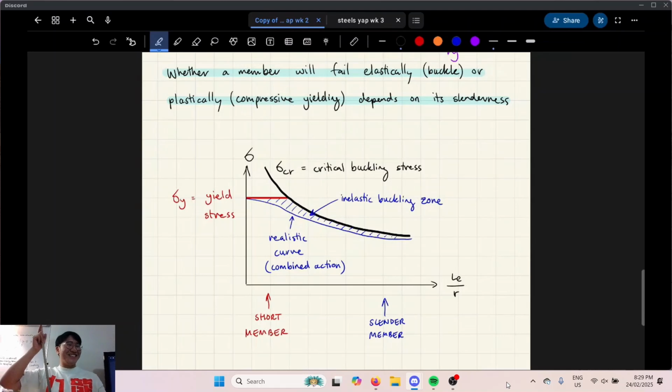Does it make sense? Okay, cool. So I have a realistic curve, which is the blue line here, but the black line represents the buckling failure mode, when your material has reached the buckling stress. Then you have your yield stress, which is constant based on material.